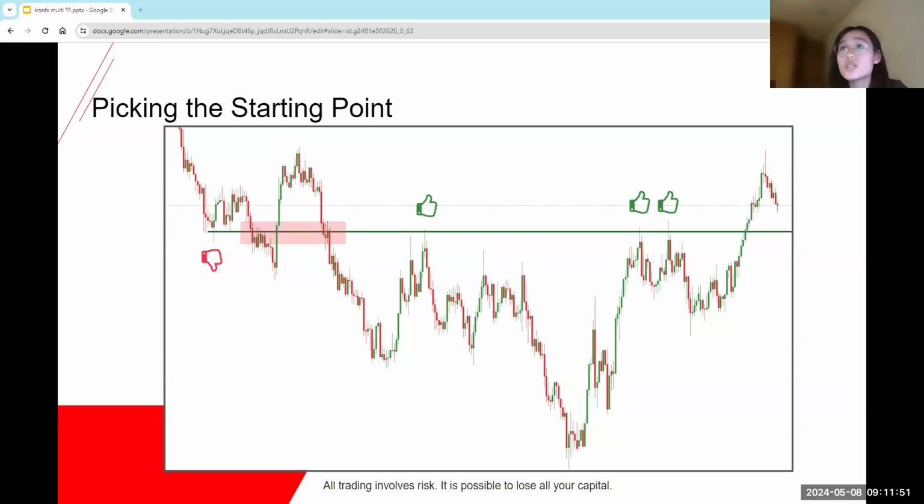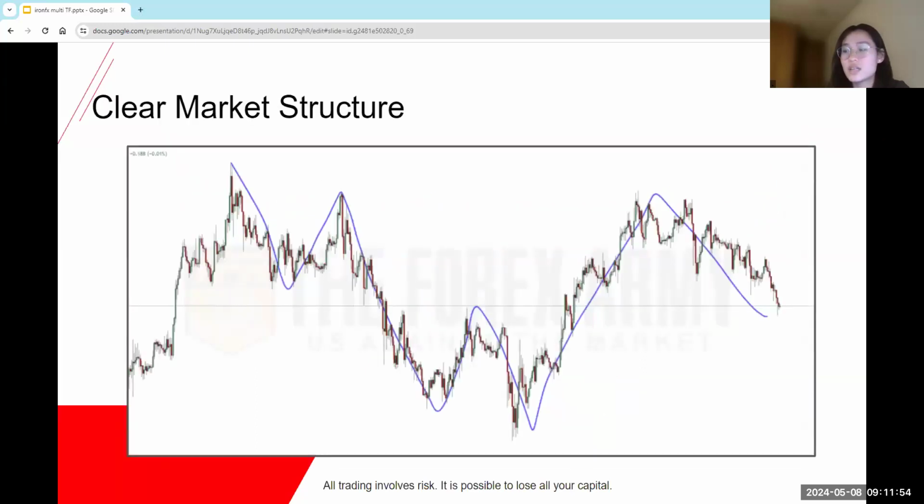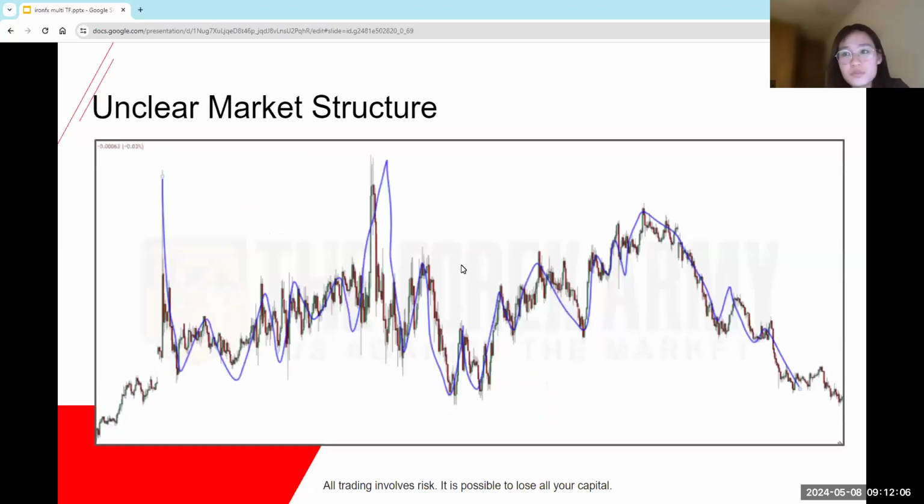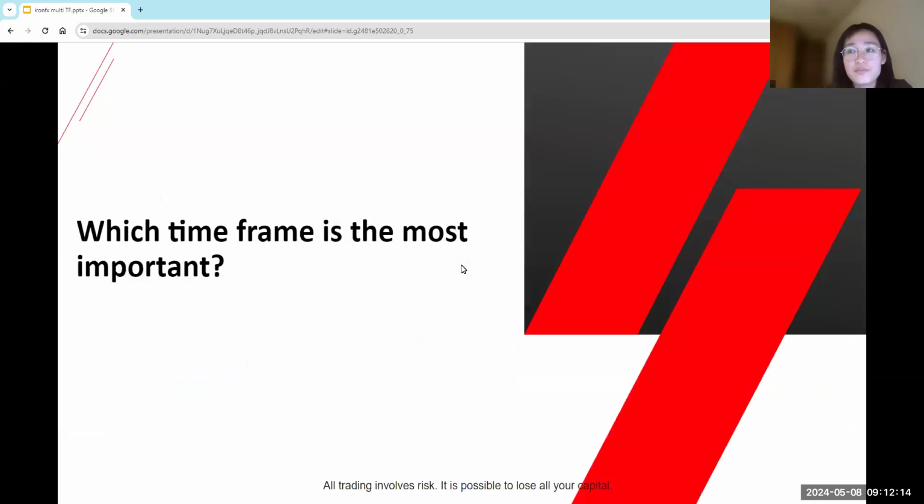Okay, so here is an example of a clear market structure. You can see I've drawn out exactly the shape, the price structure. This is what you want to look out for when you are choosing which charts to analyze on. And obviously here is an example of a really unclear market structure. Okay, so this is what you want to avoid.